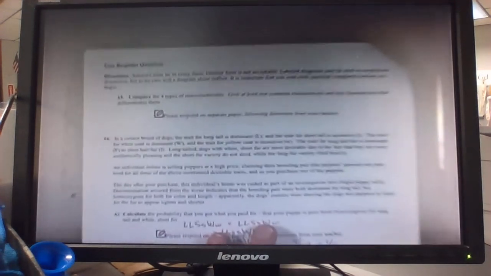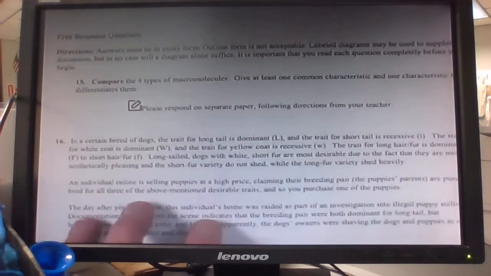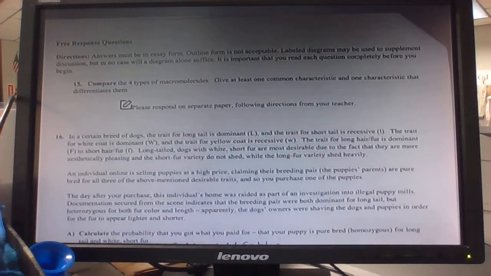All right, so talking about the test specifically, let's look at the free response questions because that's the thing that everybody has trouble with anyway. All right, so compare the 4 types of macromolecules. And it kind of tells you that you've got to give a common characteristic and a differentiating characteristic.